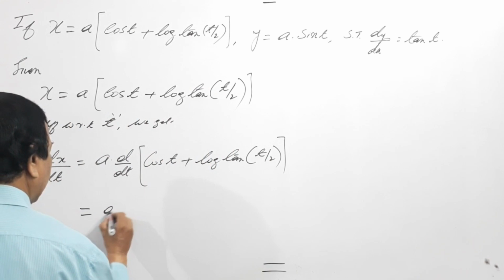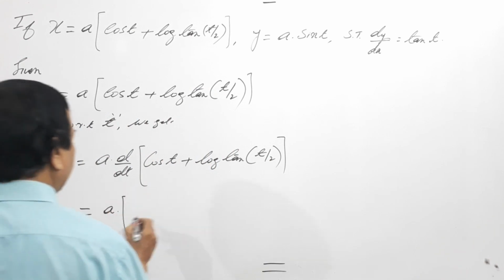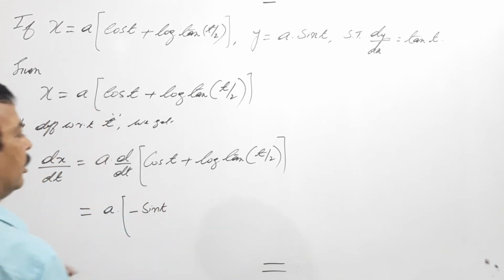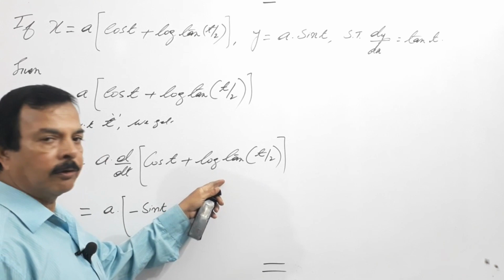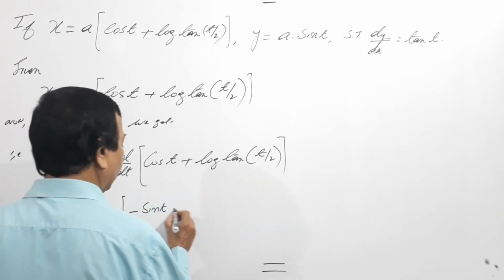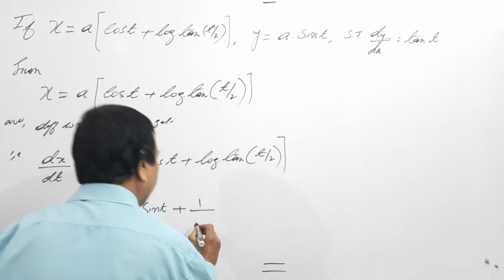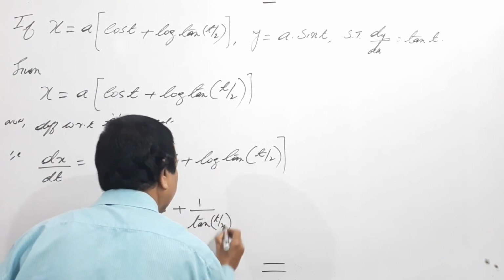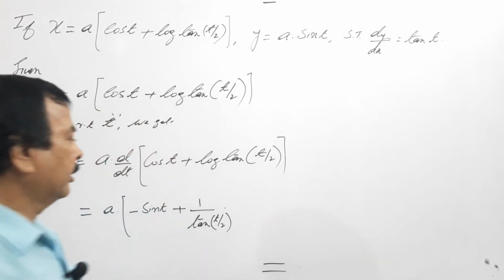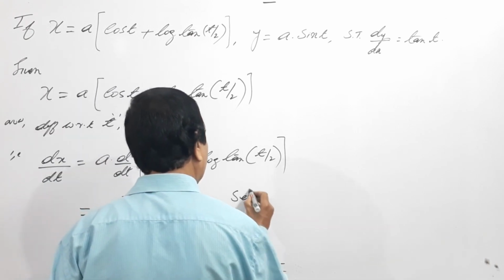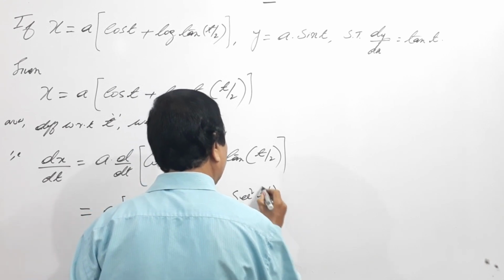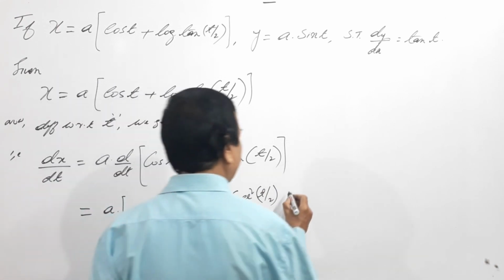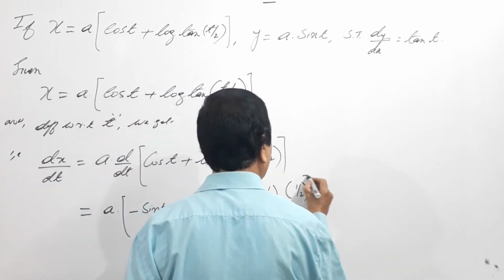This is nothing but a into, if you differentiate cos t, it becomes minus sin t. Whatever you have log associated with log, bring this to the denominator, plus 1 by tan of t by 2. Differentiation of tan will be secant square t by 2, and differentiation of t by 2 we have, so it will be into half.